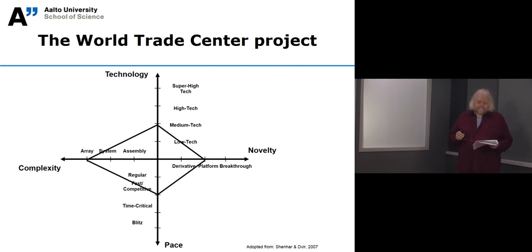Well, now I already explained to you something about the novelty dimension here in the picture. Now I'm telling you something about the technology of the World Trade Center. Perhaps the most advanced technology was the reverse bathtub method that they used in building the center.